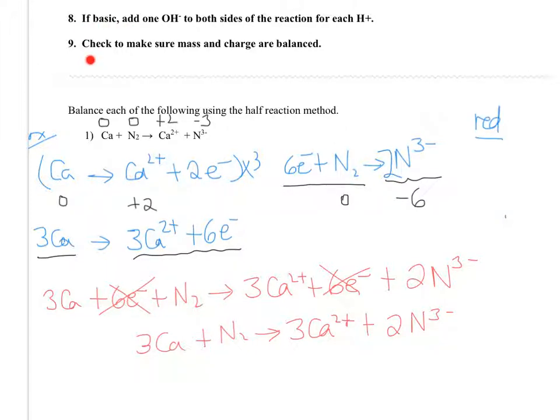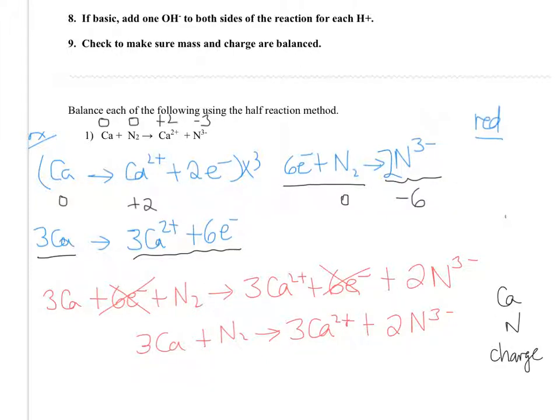So since it doesn't tell you, we can skip that step. And step 9 says check to make sure mass and charge are balanced. So we're done balancing it. We just need to check that it's correct. And so normally we would check the mass, which means we check the atoms. So we would check the calcium and we would check the nitrogen. But because it's redox, we also check the charge.